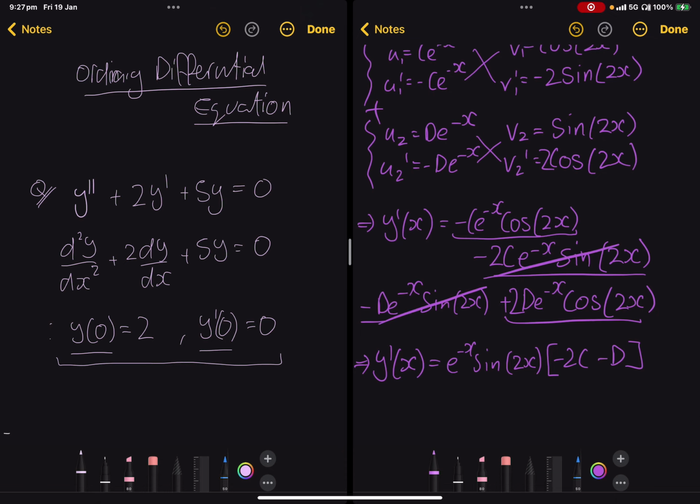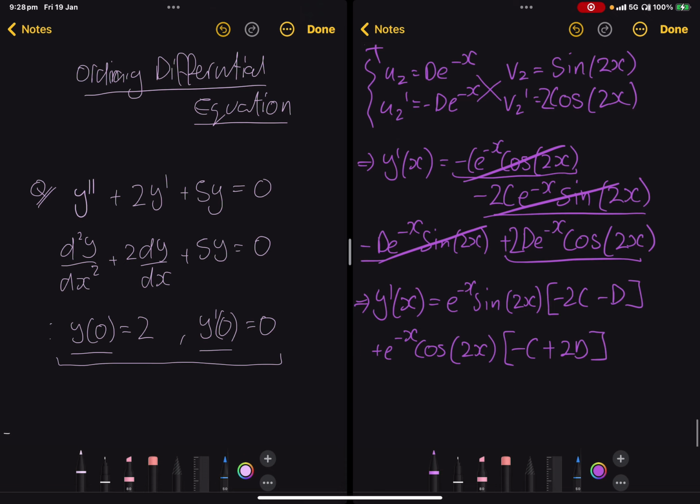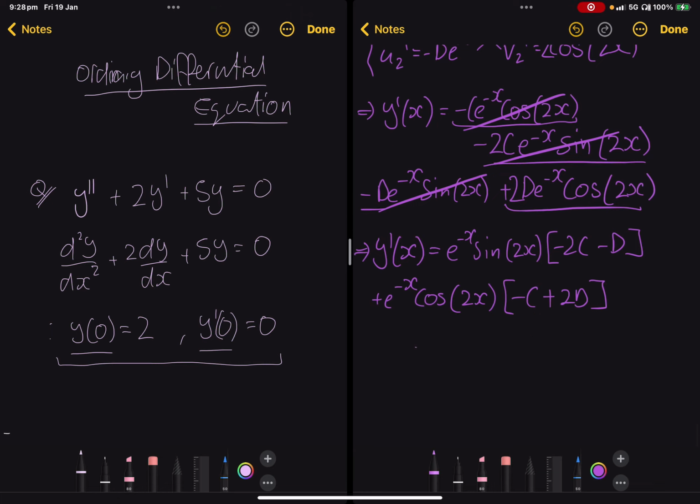And then we have e to the minus x times cosine of 2x. This is going to be multiplied by minus c, which is the first one, plus 2d, which is the second one. And this is a factorized form. It could be factorized even more. We could take e to the minus x out the front, and this would give us sine of 2x times minus 2c minus d plus cosine of 2x times minus c plus 2d.